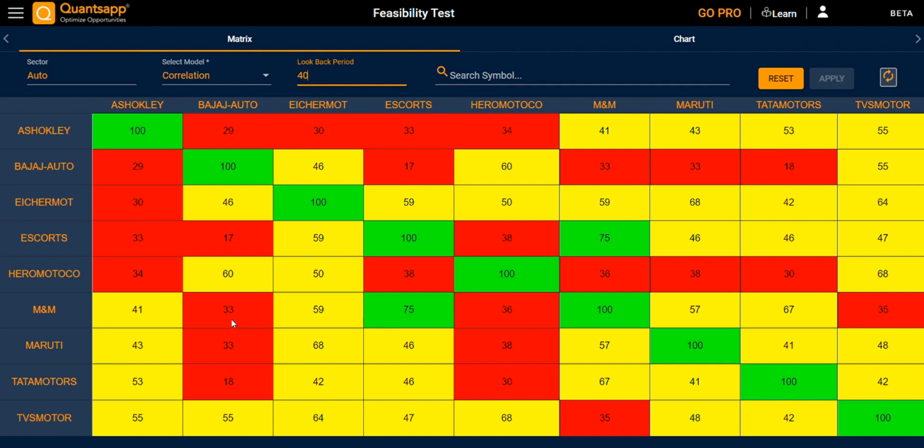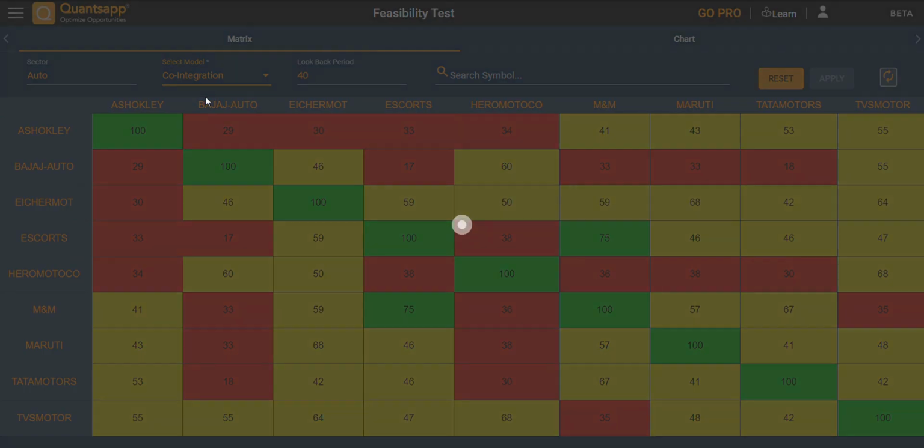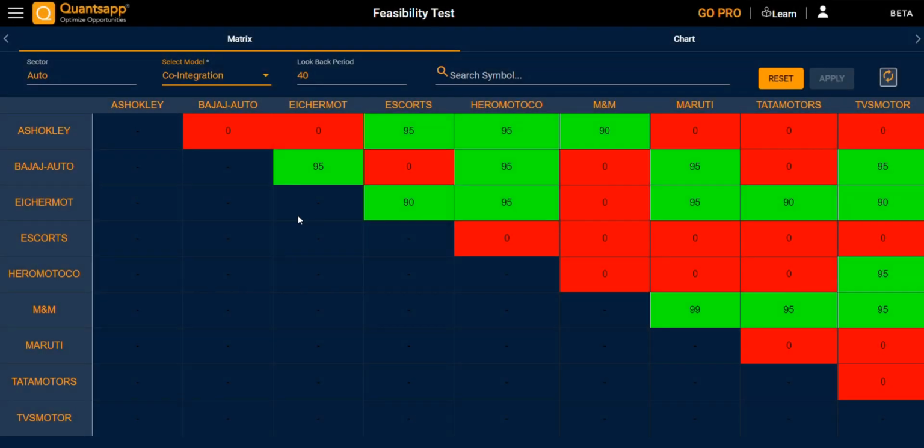Now we will select the co-integration model. With the help of the co-integration model, you will be able to know the co-integration between a pair. The pairs at 99 indicate they have strong co-integration. The pairs at 95 indicate they have normal co-integration, and the pairs with a value of 90 indicate they have low co-integration.